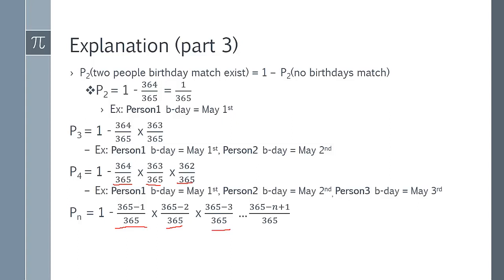The reason we have minus n plus 1 instead of minus n is because we start comparing birthdays when there's at least two people in a group. So if we look back to P of 2, which is 1 minus 364 over 365, the 364 is actually 365 minus 2, which is n, and then plus 1, which makes it 365 minus 1.